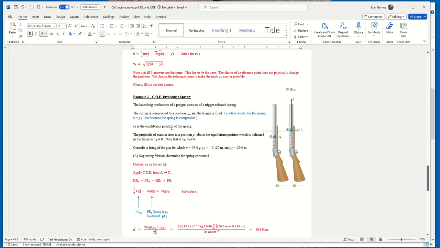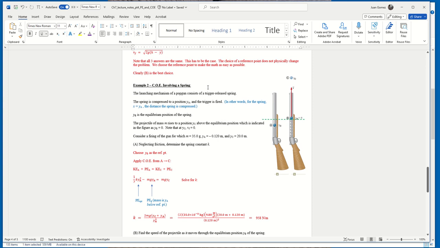Greetings, everybody. Now we're doing example 2, and again, it's a problem that involves conservation of energy with a spring. And so now in this case, the PE. Now, there's two types. There's the spring potential energy.